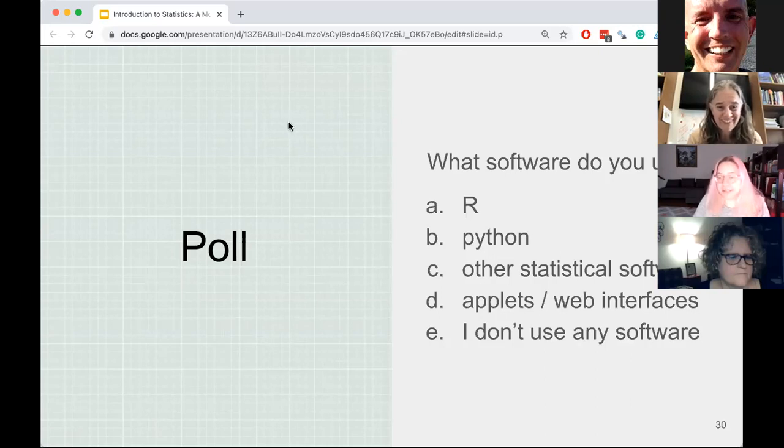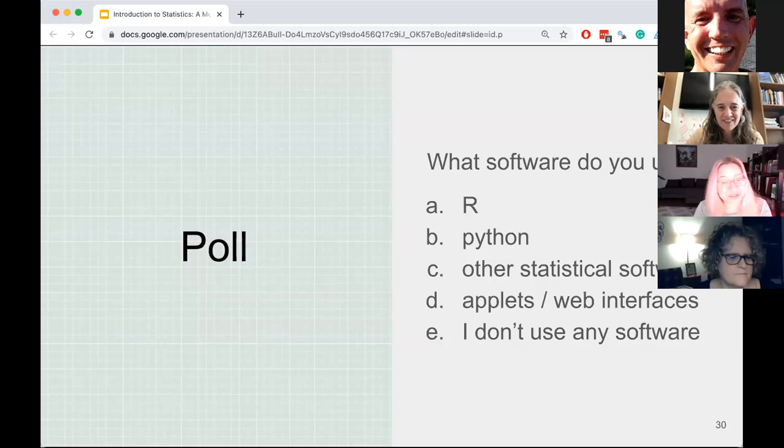All right. So no R in the mix. Interesting. Some Python, and Excel does, of course, count. That would be under other statistical software. I would call it spreadsheet software, but that's okay. It is totally valid and a used tool.